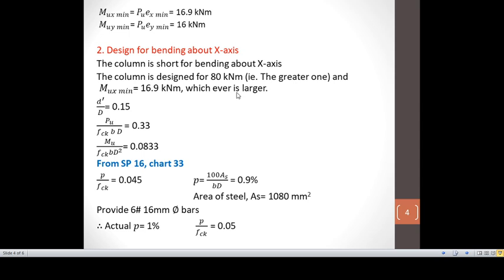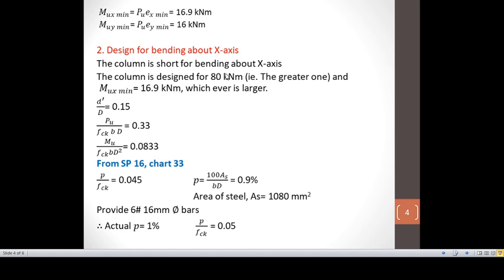And comparing this external moment with the internal moment due to eccentricity, I am going to compare this external moment 80 kilonewton meter and Mux minimum. Whichever is the larger value, I am considering that value for the further design procedure. While considering these two values, 80 kilonewton meter and 16.9, 80 is the maximum value. So I will consider 80 kilonewton meter for the further design.